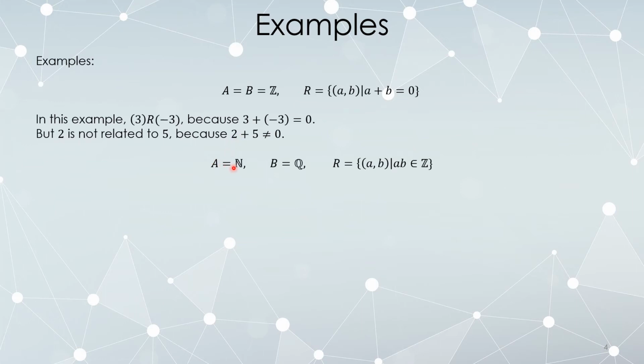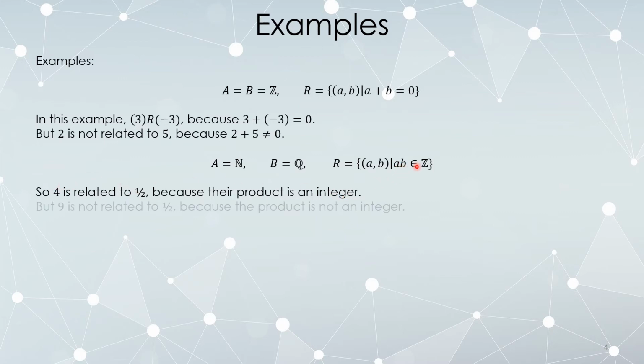Another example, natural numbers and rationals. Notice these don't have to be the same set. So what I have is a natural number, comma, a rational number belongs to my relation exactly when their product belongs to the set of integers. So 4 is a natural number and it is related to 1/2, a rational number, because 4 times 1/2 is an integer.